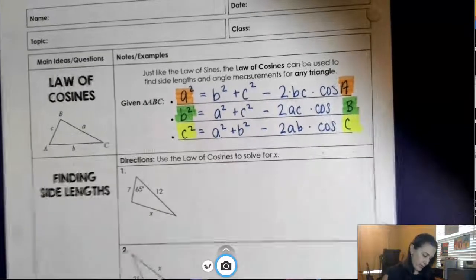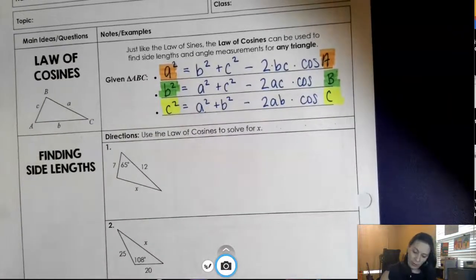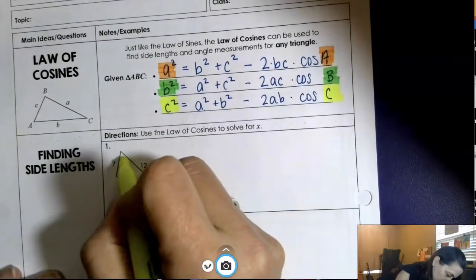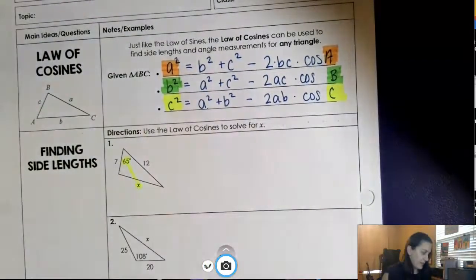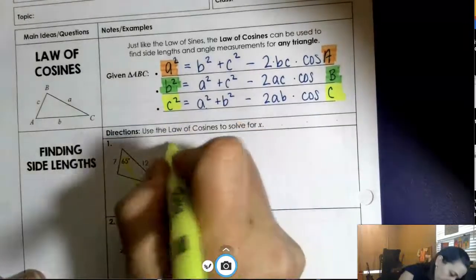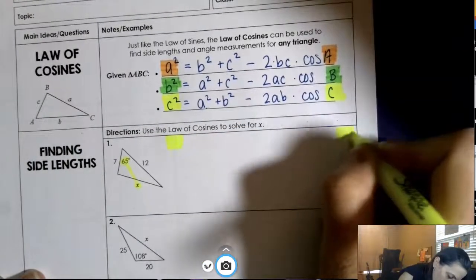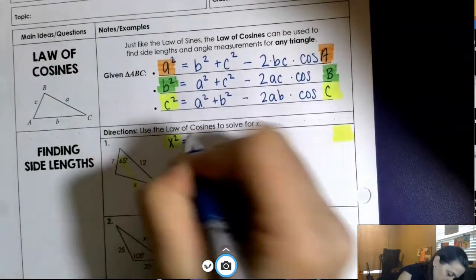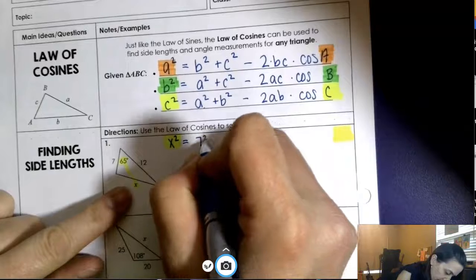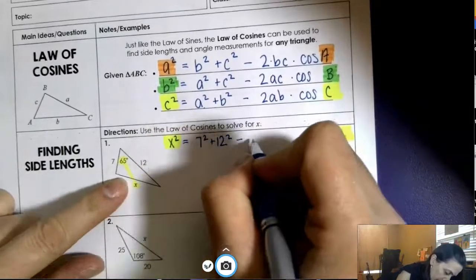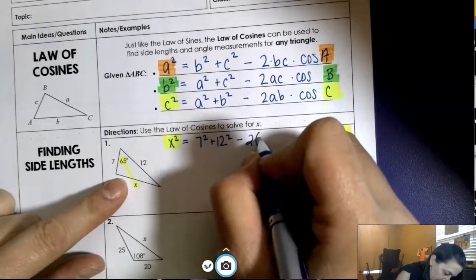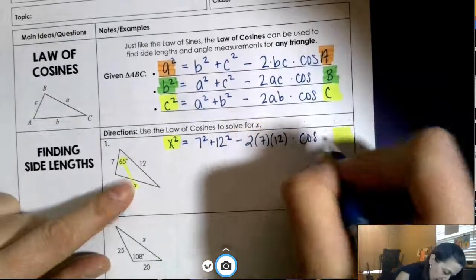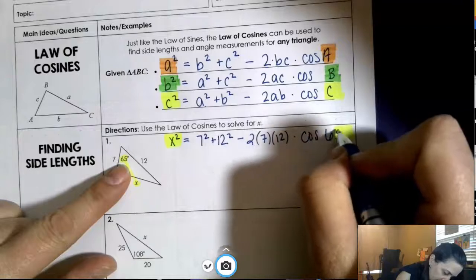So we're going to do our first one right here. And again, you always want to look for, if you have an angle, what's across from it or opposite. That is the key part of your setup. So you're going to start with the side over here. You're going to start with x squared equals 7 squared plus 12 squared minus 2 times 7 times 12 times cosine of your angle, which is 65 degrees.